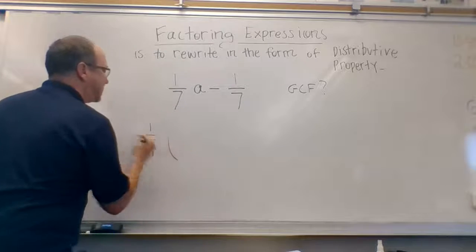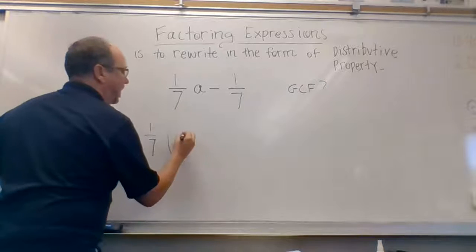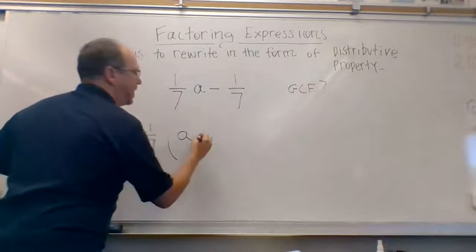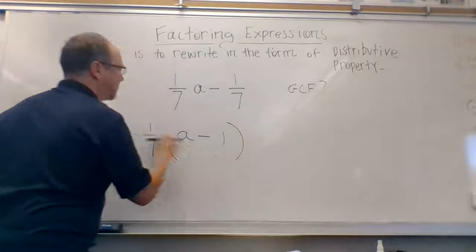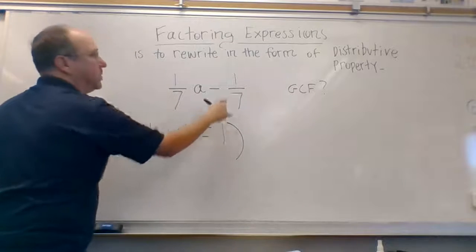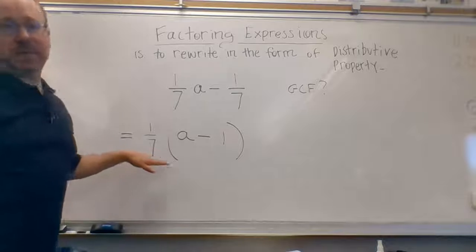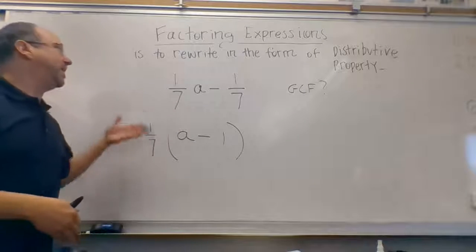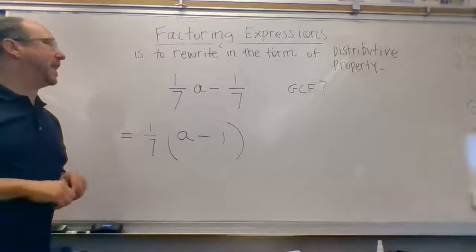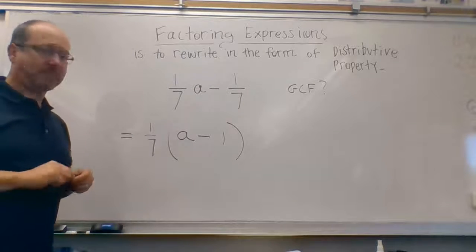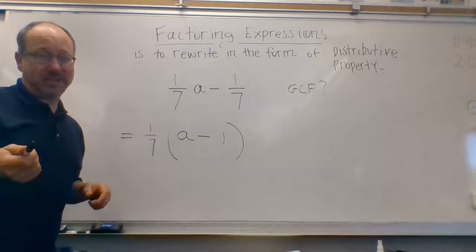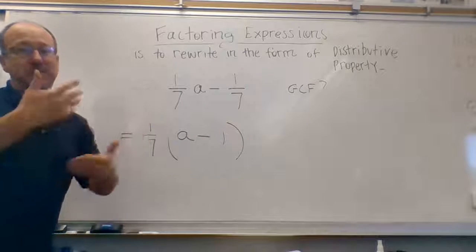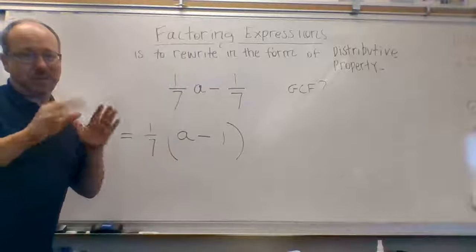So we could say 1/7 times the value of a, 1/7 times a is 1/7 a, minus 1, because 1/7 times 1 would be 1/7. So this would be the factored form if you were asked to find the factored form of that expression. Okay, so learn these fundamentals of factoring expressions, and we'll continue to play with it in different forms.